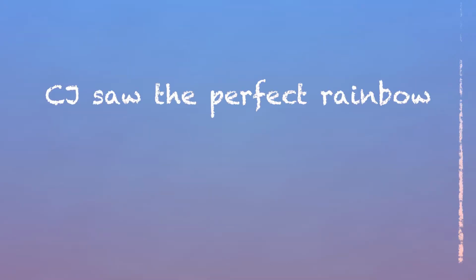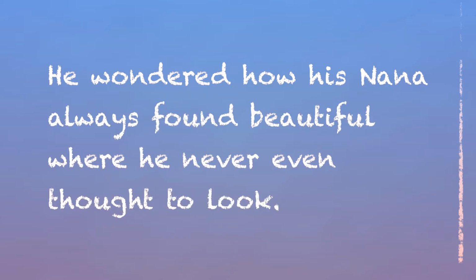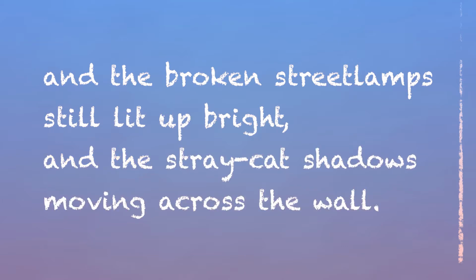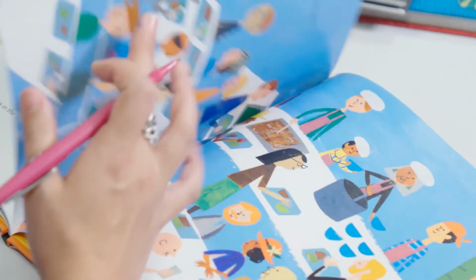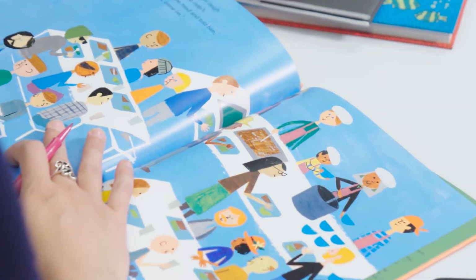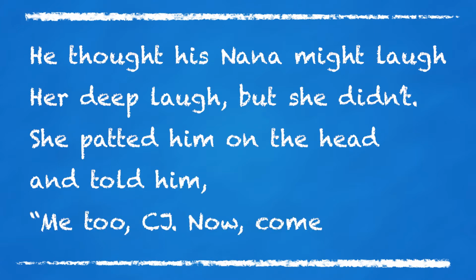CJ saw the perfect rainbow arcing over their soup kitchen. He wondered how his Nana always found beautiful where he never even thought to look. He looked all around them again, at the bus rounding the corner out of sight, and the broken street lamps still lit up bright, and the stray cat shadows moving across the wall. When he spotted their familiar faces in the window, he said, "I'm glad we came." He thought his Nana might laugh her deep laugh, but she didn't. She patted him on the head and told him, "Me too, CJ. Now come on."